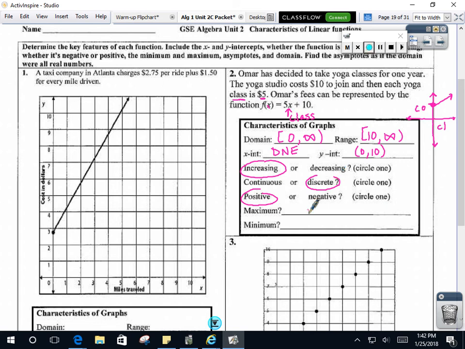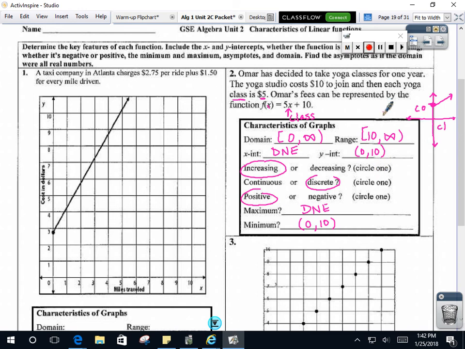Okay, is there going to be a maximum? No, so does not exist. Is there a minimum? 0, 10. Right. Since they didn't specify, we can't assume anything, so we just say infinity.